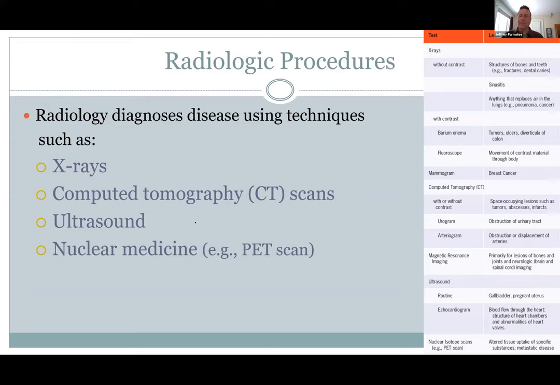Mammograms, yep, CT scan. Urogram will be in the urinary tract. Arteriogram, they can do that to look at the coronary arteries on your heart so they can figure out the blockage and what percentage blocked it is. Yeah. So with MRI, awesome machine, ultrasound, and then nuclear scans.